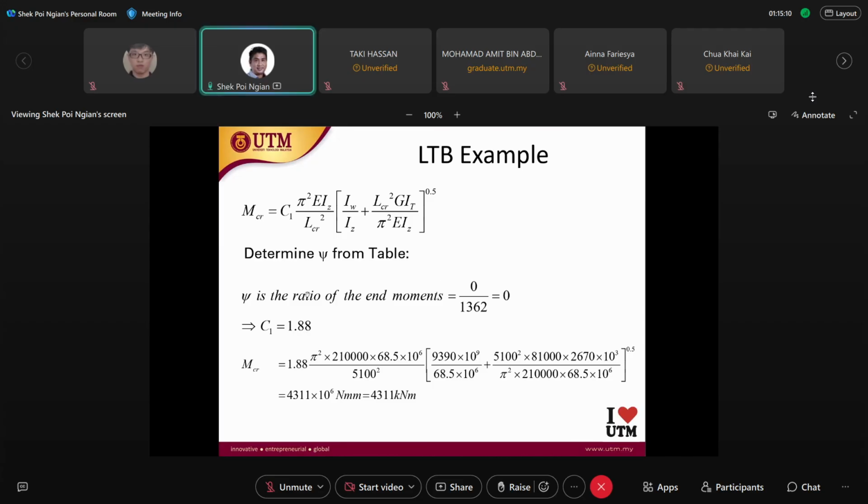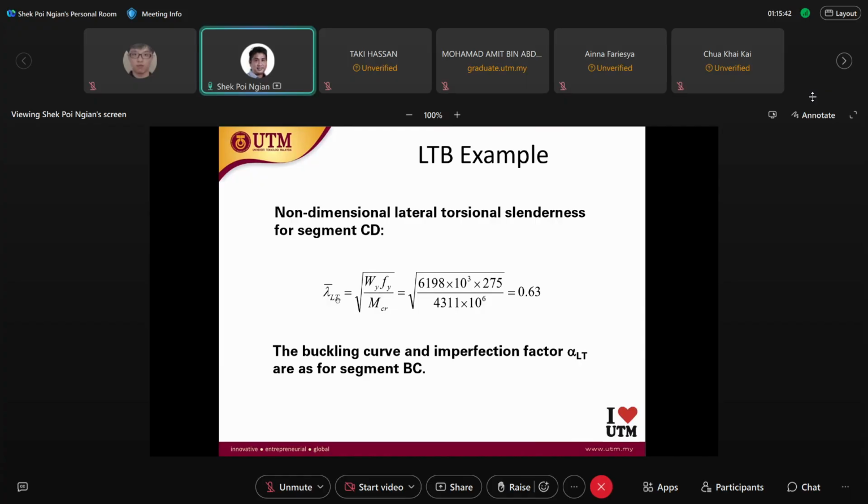So again, we have to calculate the psi value, the end moment ratio. One end is 0, the other end is 1362. So the ratio is 0, and we get our C1 factor 1.88. So the rest is the same except the LCR. We change to 5.1 meter, and then the C1 factor we change. So we get MCR 4311. Then we calculate non-dimensional slenderness, we get 0.63.